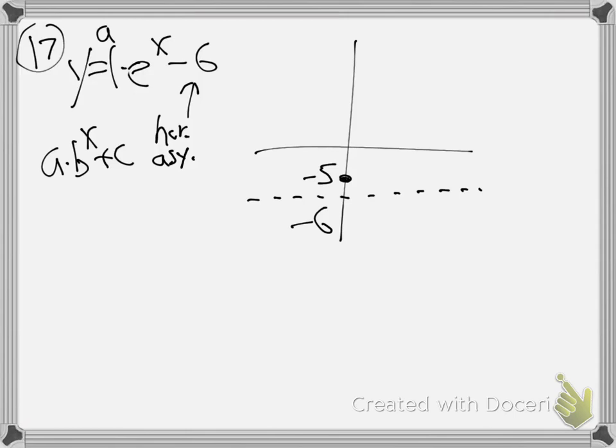Right? And then e to the x, there's no flips. There's no negative on the x. There's no negative in front. There's no flips. So up to the right it goes. Like that. Is that good? There it is.